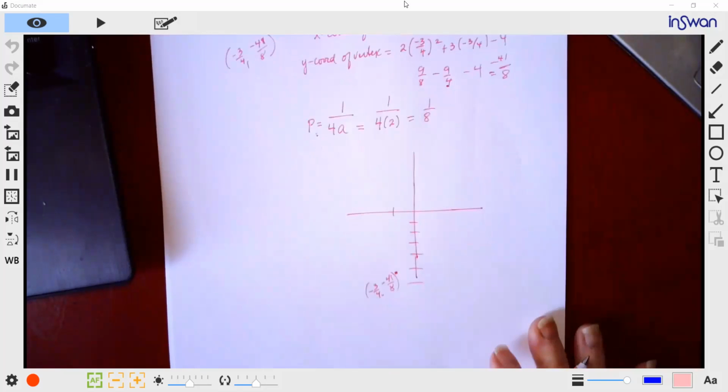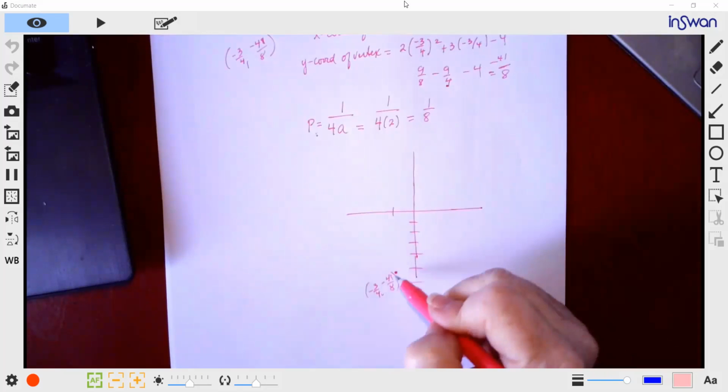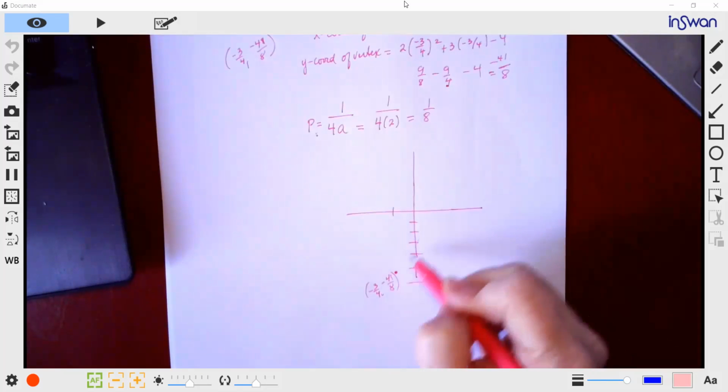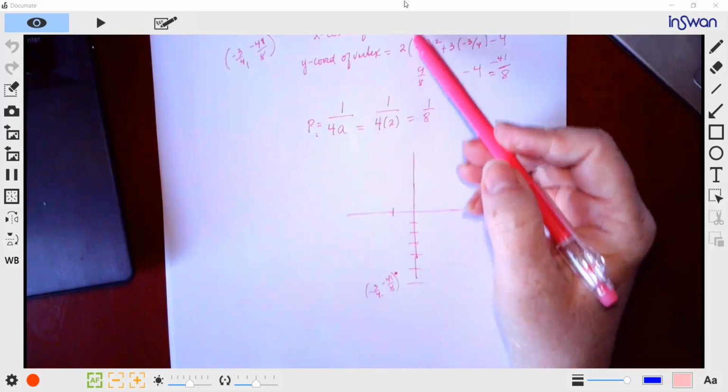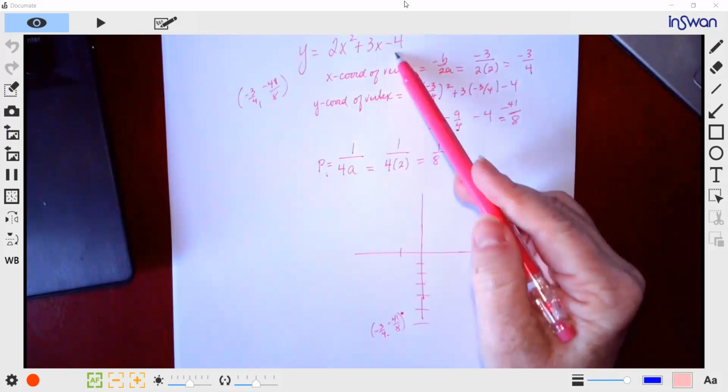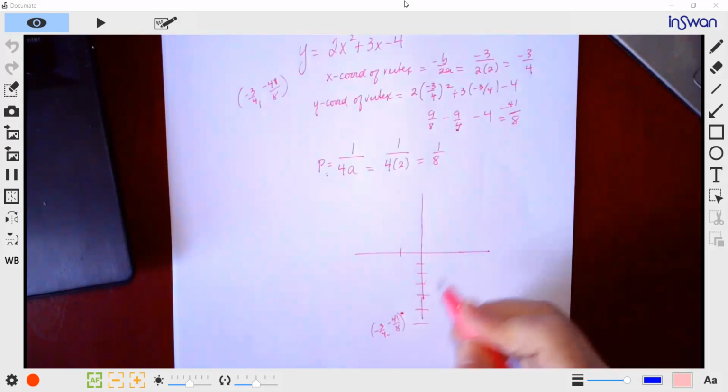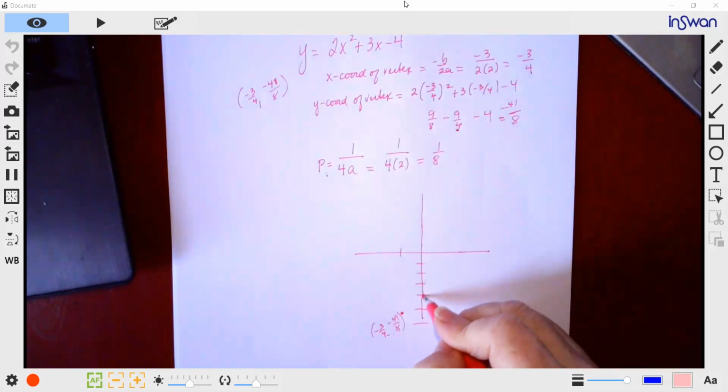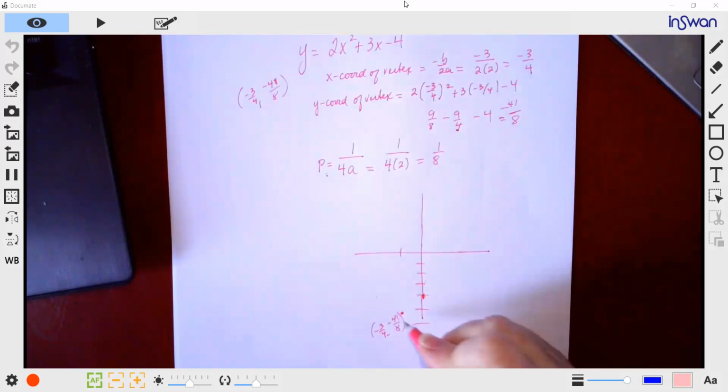So I know that my parabola is going to be doing this. Now, in this particular case, I could quickly find that the y-intercept is 0, -4 to get the width of it. So I know my parabola is going to do something like this.